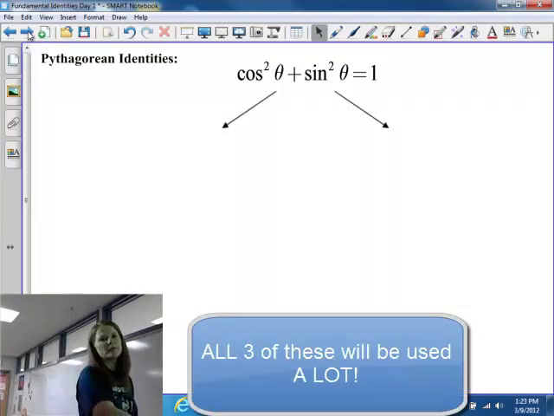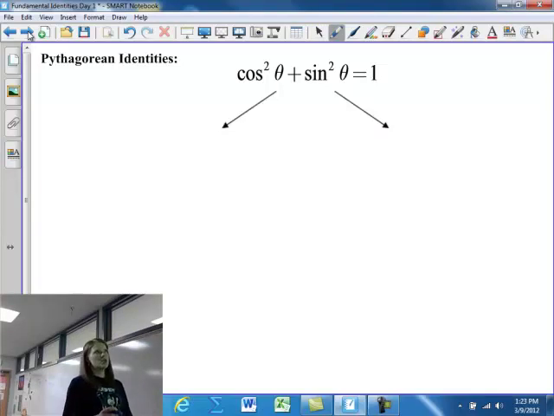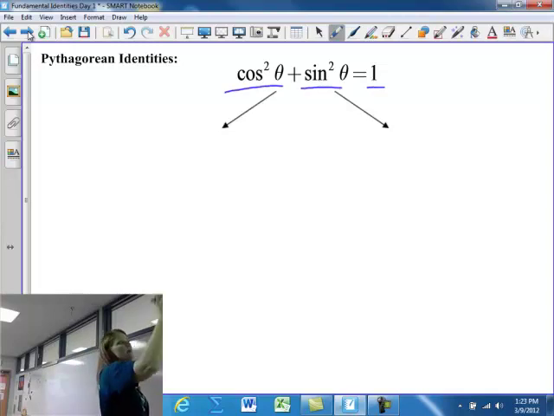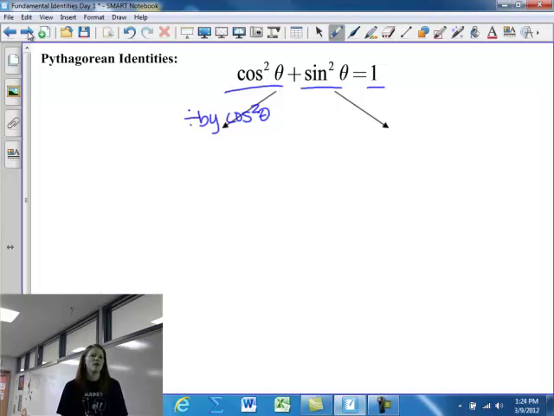So again, we're looking for relationships between the trig functions themselves. So we're going to do something kind of funny here, and we're going to take this equation and divide each piece of this equation by a cosine squared. Now, why am I doing that? Just for fun. Just because I wanted to know what would happen.